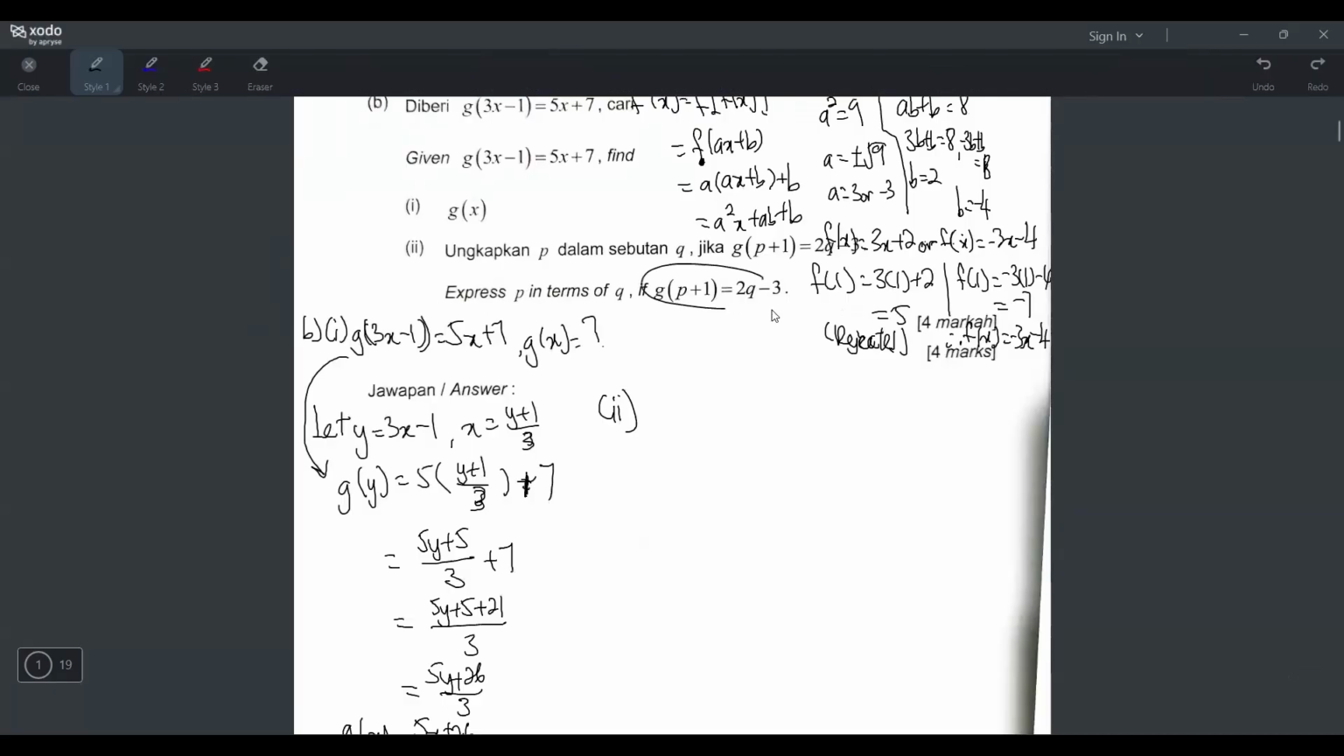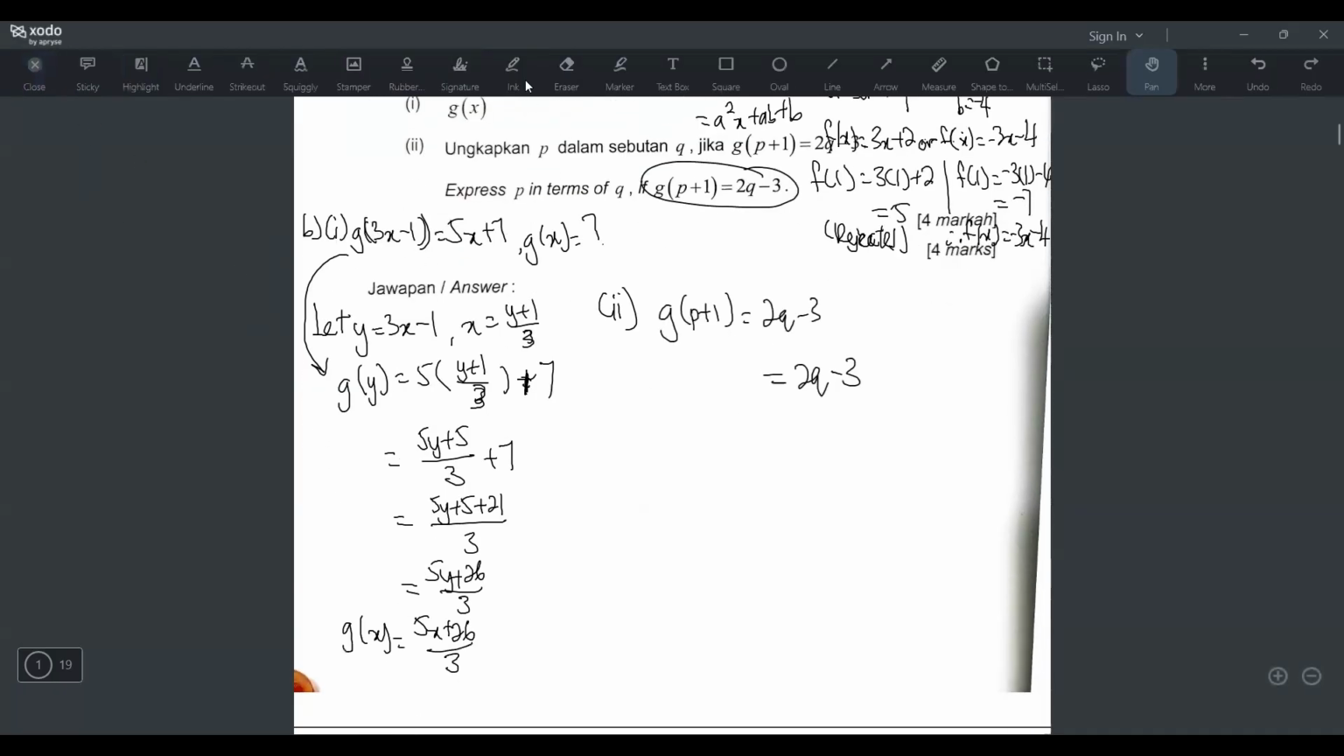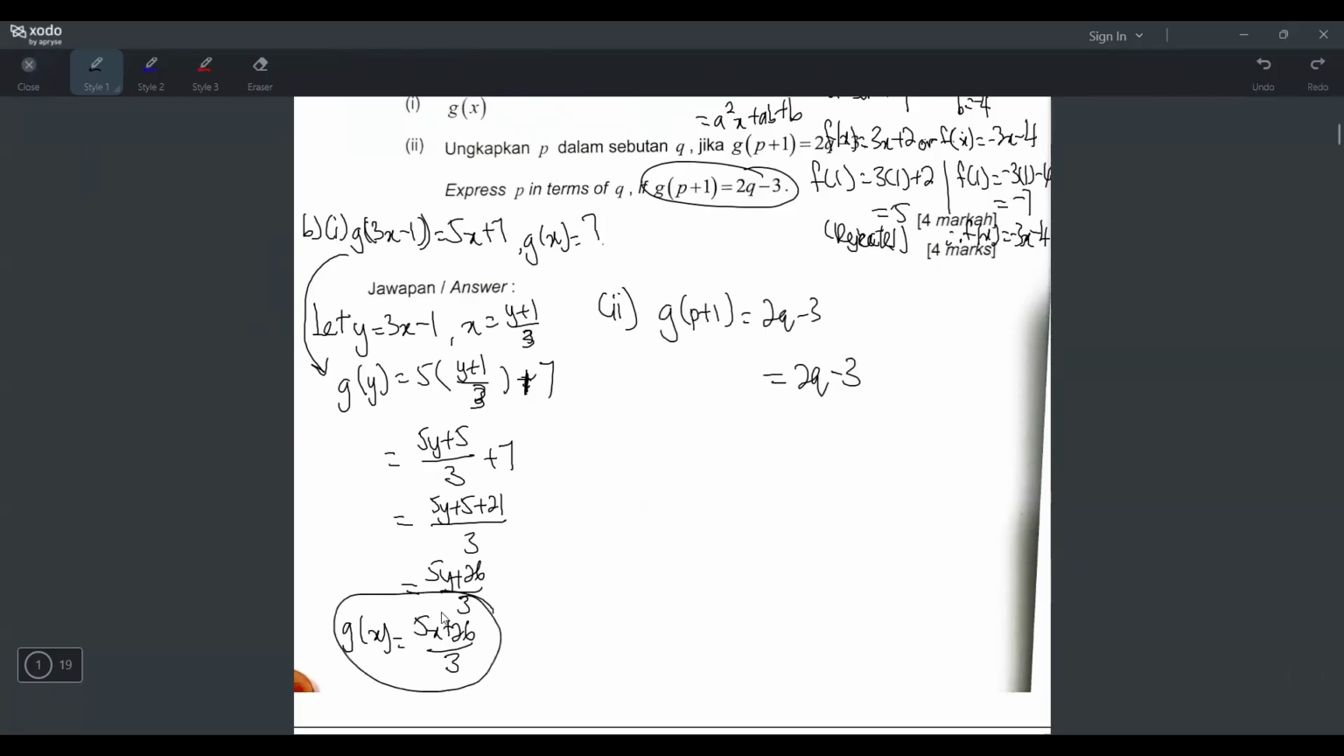Express p in terms of q if g bracket p plus 1 equals 2q minus 3. The 2q minus 3 is the answer. So I'm not going to do anything to it. I just write it down. But for the g bracket p plus 1, I can do it myself by using gx because I have my gx. So let's write down my function g first. 5x plus 26 over 3. But obviously you cannot write x lah, because this is g bracket x. This is g bracket p plus 1.